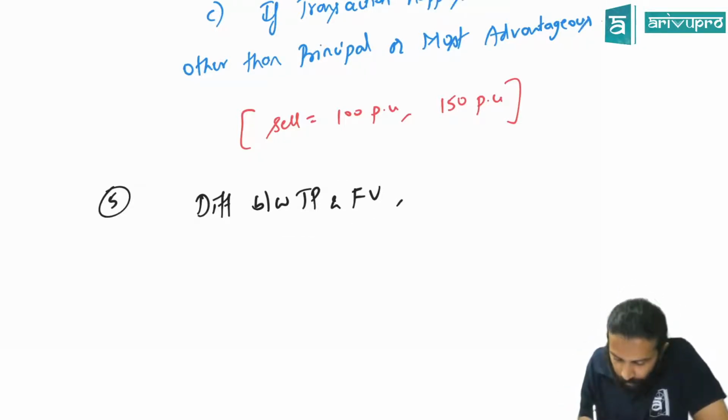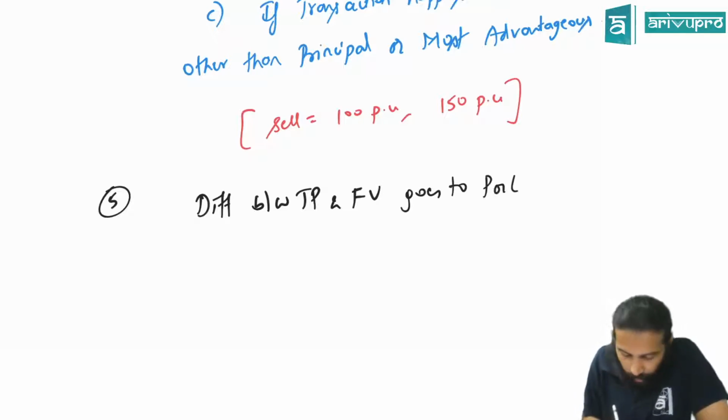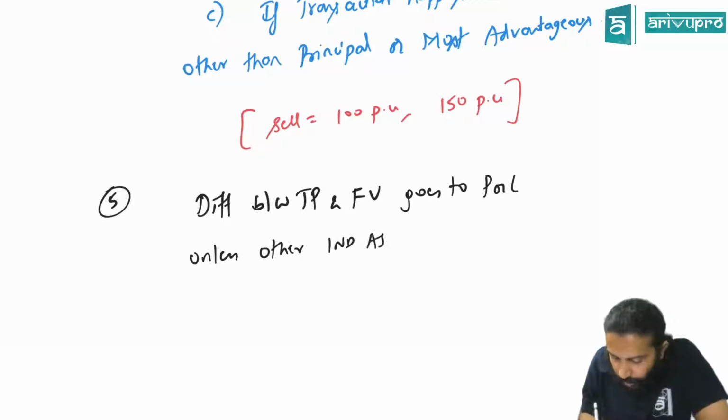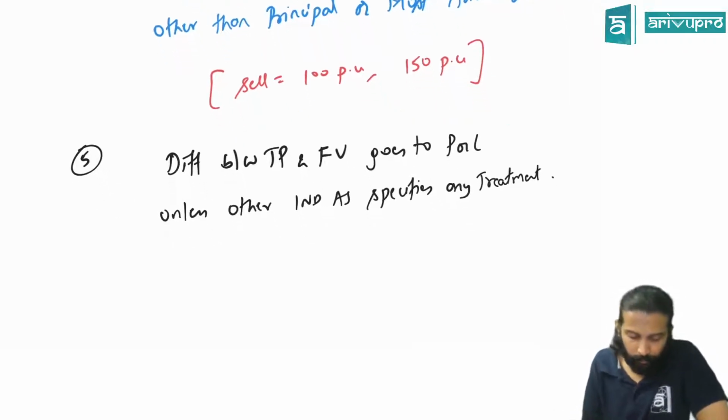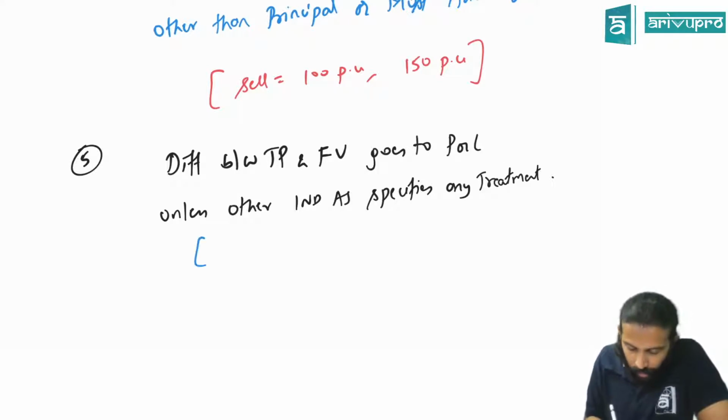Got it? The difference between transaction price and fair value goes to P&L, unless another IND AS specifies any treatment. If any other IND AS is giving any other treatment, follow that. Otherwise, it goes to P&L. Manageable. So you can give the example of the staff loan in IND AS 109.